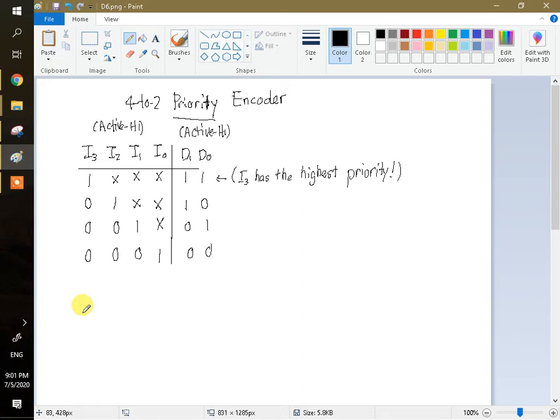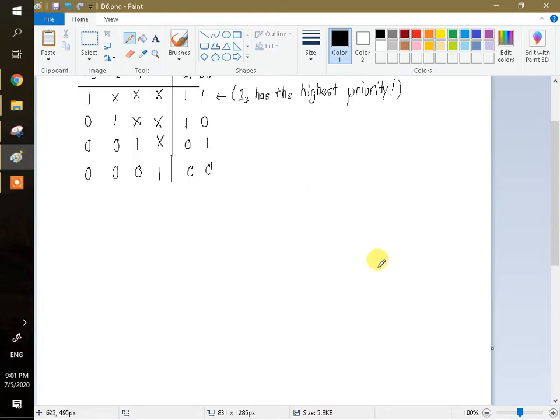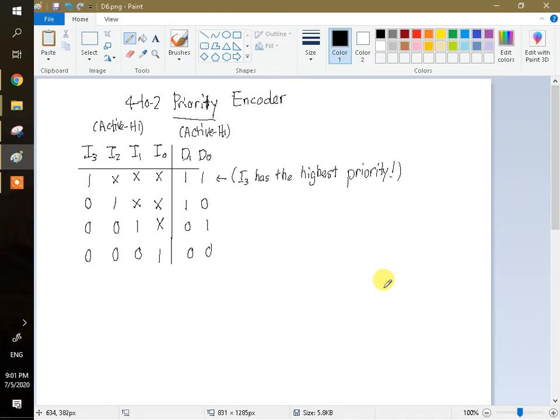So now the problem is how to design a logic circuit using this truth table, which looks very complicated because we now have all these don't care things we learned in Digital One. Okay, let's go right into this design. To design this, we need to use the Karnaugh map.